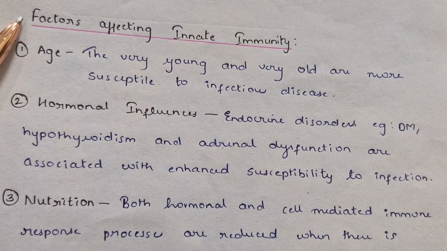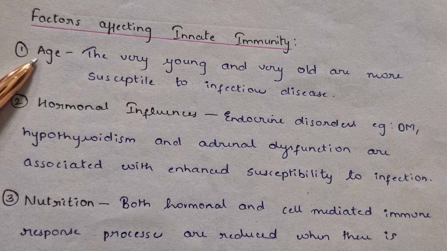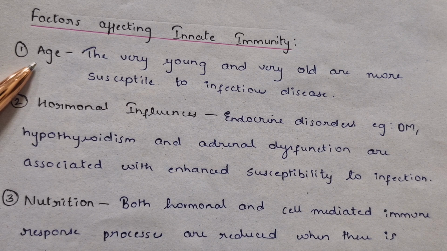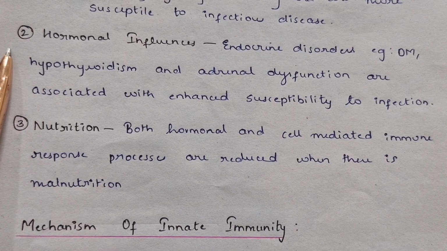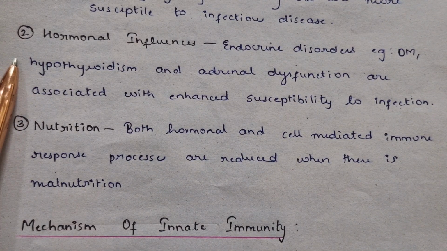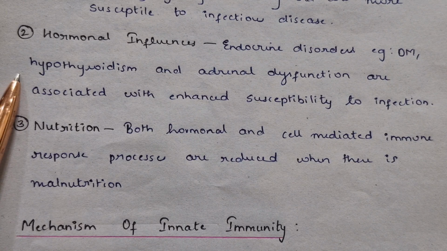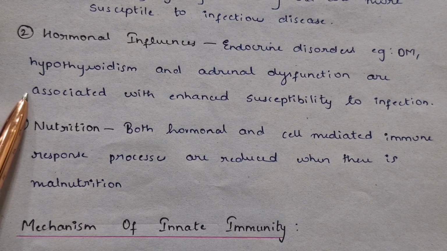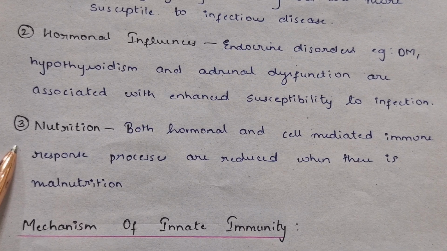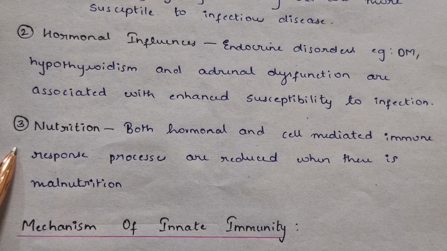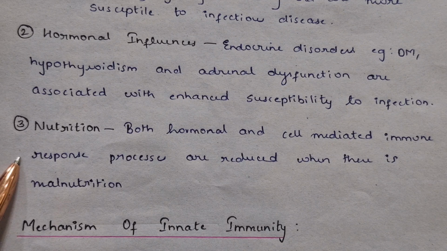Factors affecting innate immunity. The first one is age. The very young and the very old are more susceptible to infectious diseases. The second one is hormonal influences. Endocrine disorders, for example, diabetes mellitus, hypothyroidism, and adrenal dysfunction, are associated with enhanced susceptibility to infection. The third one is nutrition. Both humoral and cell-mediated immune responses are reduced when there is malnutrition.